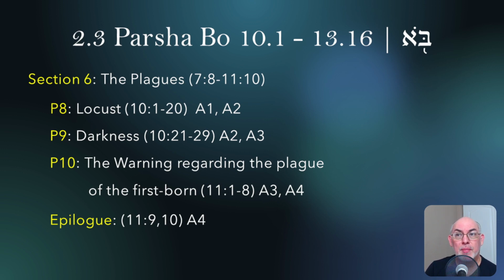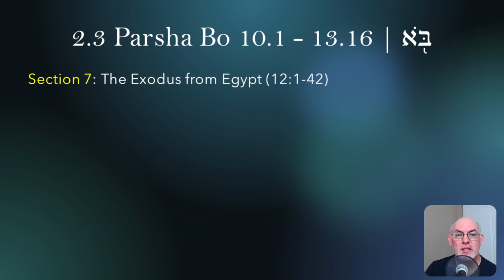Now we're going to jump into a new train of thought altogether, which is the Exodus from Egypt. Section 7 is the Exodus from Egypt. So all the next verses and paragraphs could be categorized under the Exodus from Egypt. That's from chapter 12:1 all the way to the end of the chapter at verse 42 for this section. Okay?